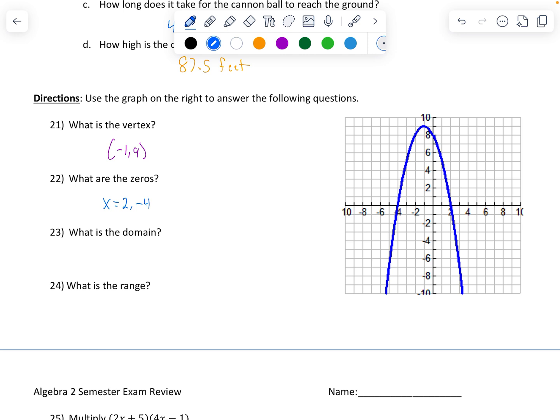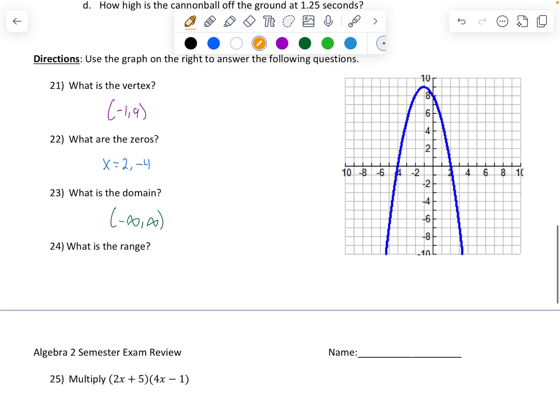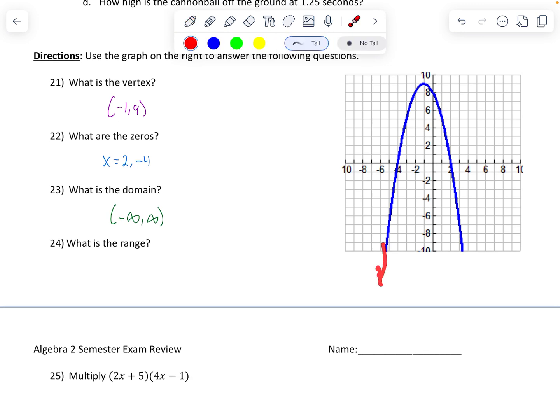The domain for this graph is going to go like this and keep getting wider and wider. So the domain is actually -infinity to infinity. That's true for all quadratics when it's not a word problem. And then lastly, what is the range? That is the lowest point. It goes down forever. So -infinity up until the highest y value, which is 9. So -infinity to 9, bracket on 9 because we are using that point.